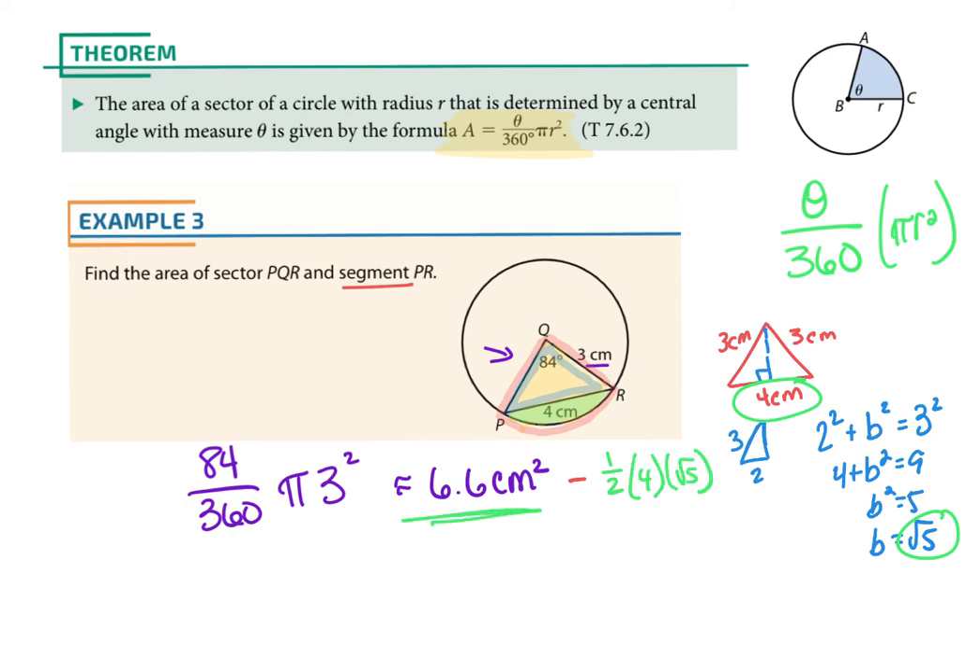So if I take my entire piece of pie and subtract out my triangle, I will get the segment that's left over. All right, and once again, they want the exact value, so you're just plugging this into your calculator. And when you take the 6.6 and subtract your triangle, you should get 2.1 centimeters squared. These are both areas, so they are both square units here. So the entire piece is 6.6, just the segment is 2.1.